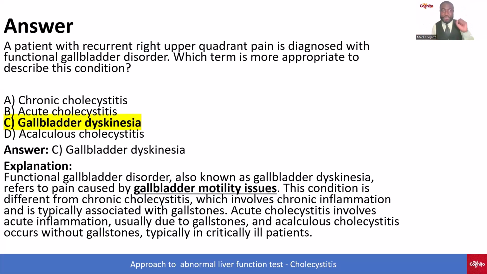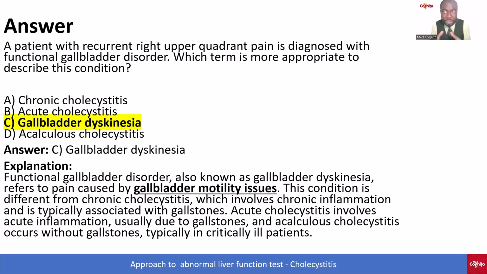And we are going for gallbladder dyskinesia because functional gallbladder disorder is also known as gallbladder dyskinesia, and it refers to pain which is caused by gallbladder motility issues, because the gallbladder has to squeeze and get the bile out, squeeze and get the bile out, right? This condition is different from chronic cholecystitis.